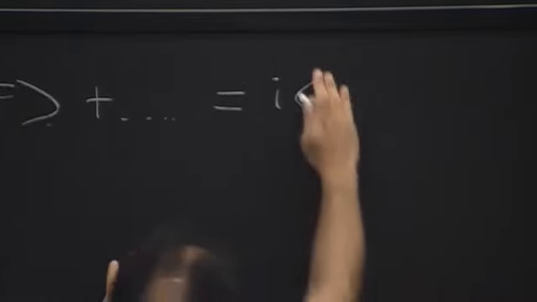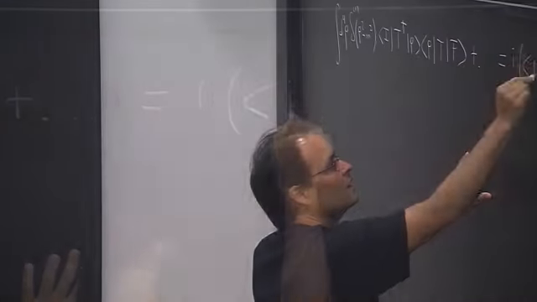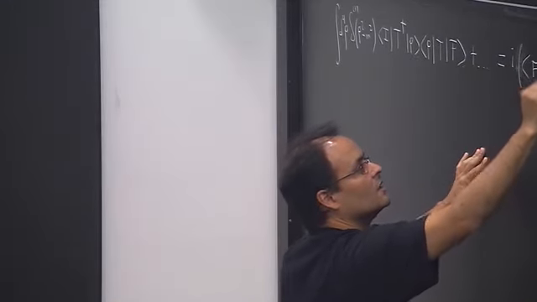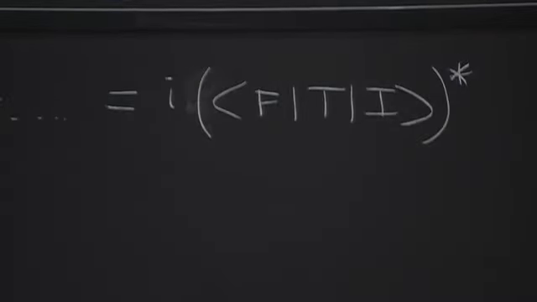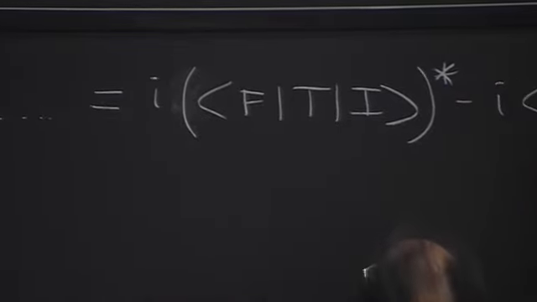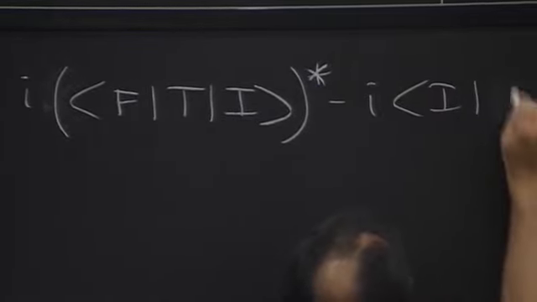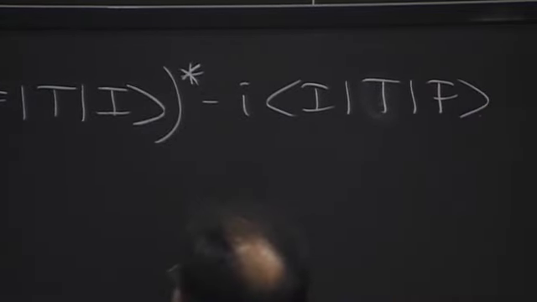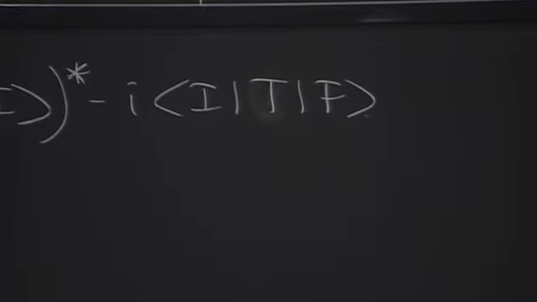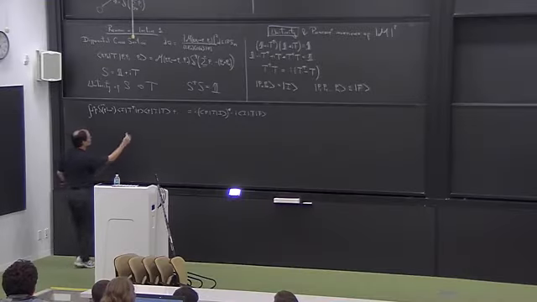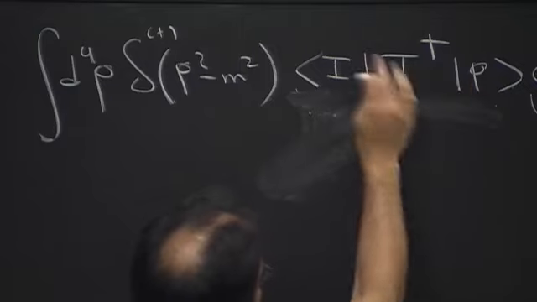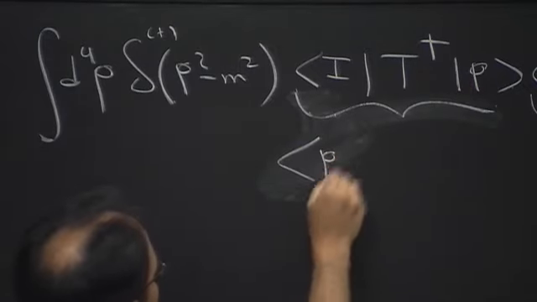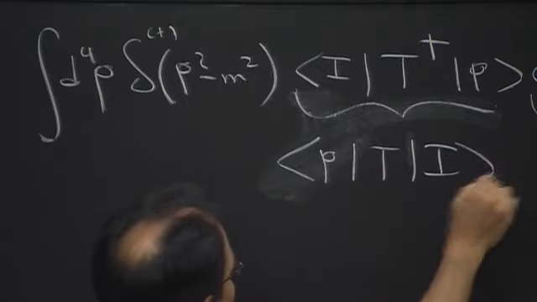Here, let me do something. I don't like the dagger operator there. So I'm just going to change it for this. And I'm going to put here what we have. Okay. Very good. Now, each of these guys, again, is something. Well, I also would like to change this by P, T, I star.